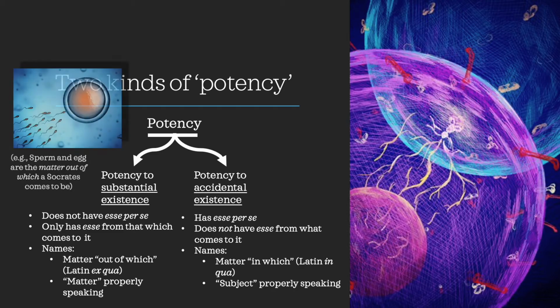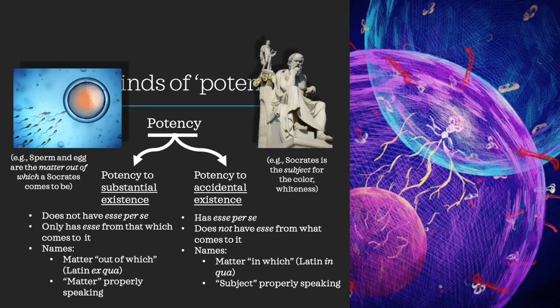Here are some examples. Sperm and egg are the matter out of which Socrates comes to be. Therefore, sperm and egg are potency to substantial existence. In contrast, Socrates himself is the subject for color or whiteness. Therefore, Socrates is a potency to accidental existence. He already exists before that which comes to him, namely the color of whiteness.